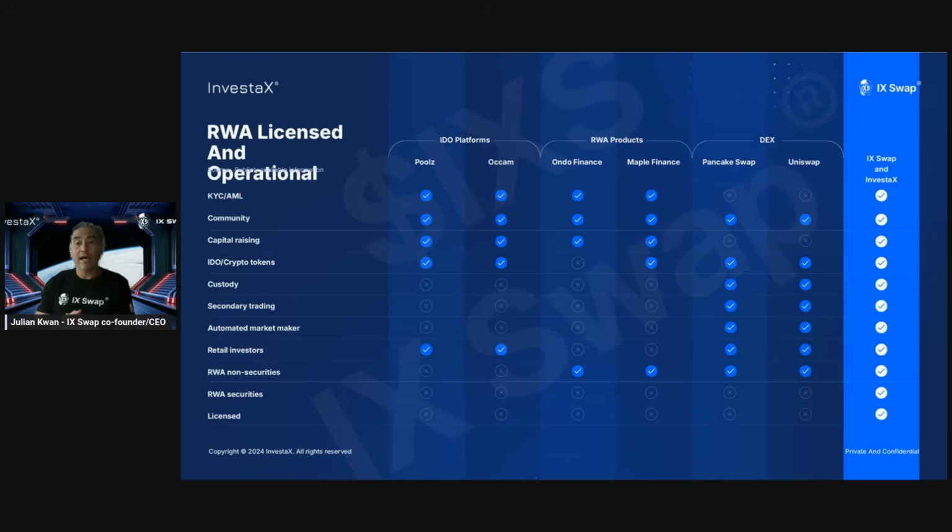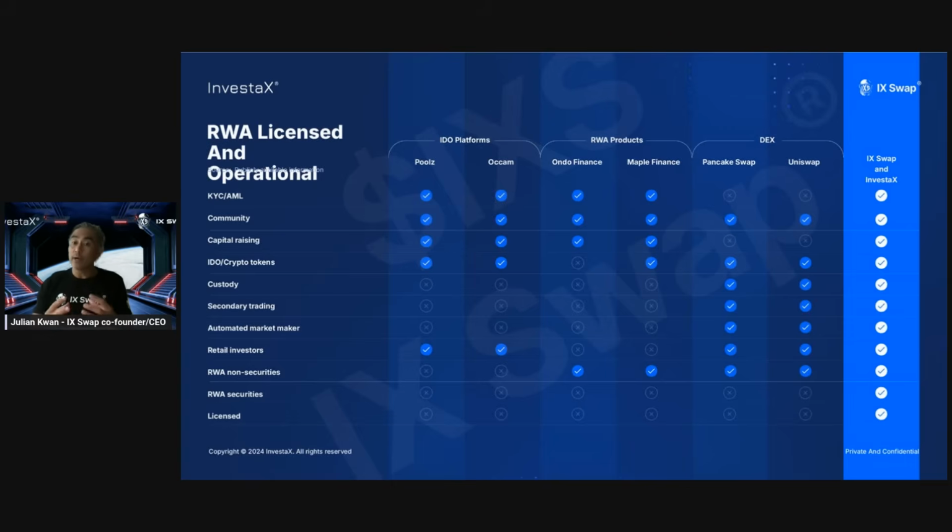Fine. Then you have DEXs, Uniswap, PancakeSwap. I think we all know what they do. Secondary trading venues for cryptocurrency, decentralized exchanges for cryptocurrency, not real-world asset tokens, right? Yes, you can do real-world asset utility tokens there because they're cryptocurrencies. But you can't trade real-world asset tokens on Uniswap or PancakeSwap or SushiSwap or all the swaps.